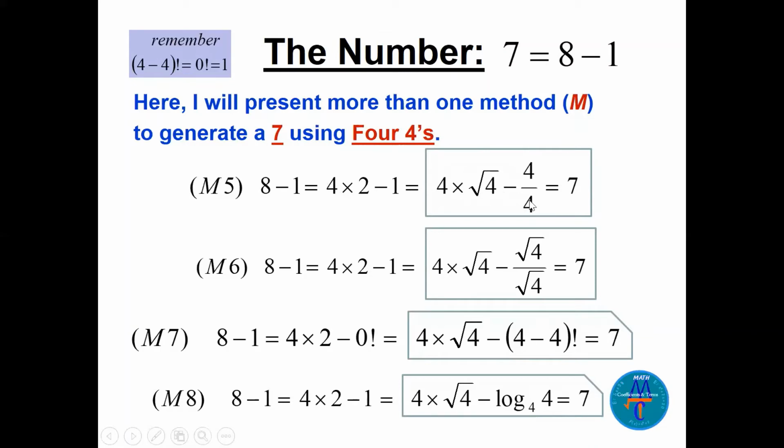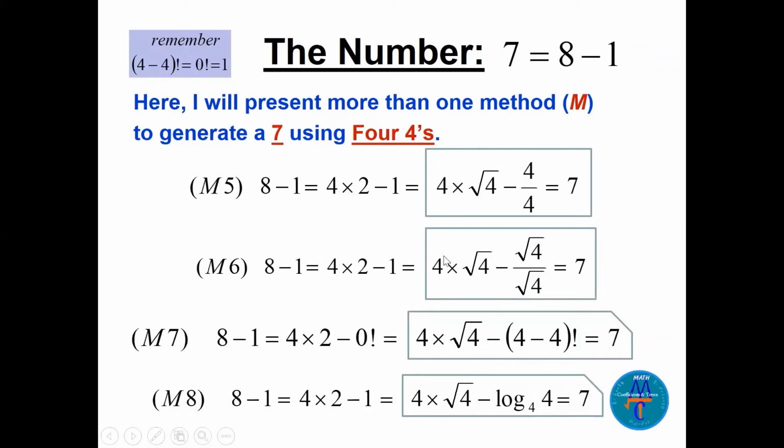And now we know the story. 4 over 4, which is 1, you can write it as square root of 4 over square root of 4, or 4 minus 4 factorial, which is 0 factorial, or log base 4 of 4, which is 1. See, all of them here are the same.